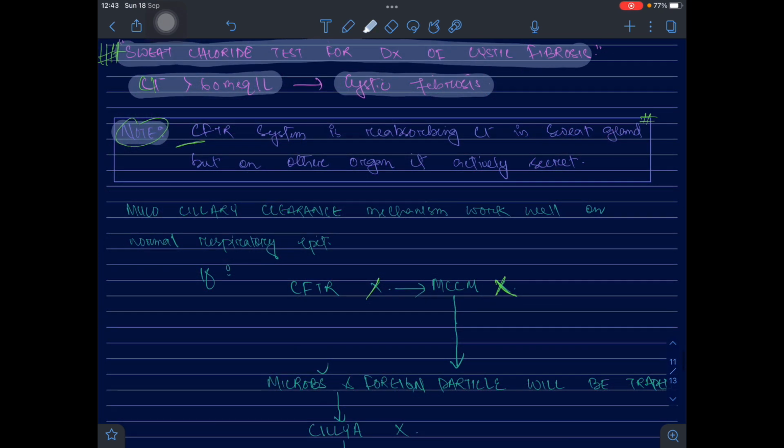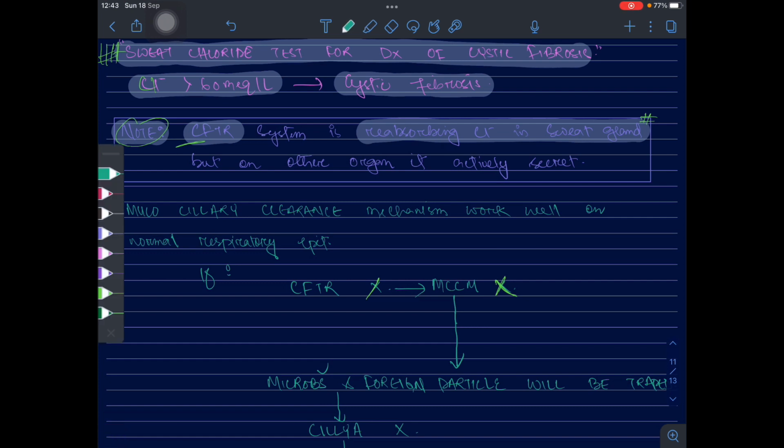So in note, what we should keep in mind is that the CFTR system is reabsorbing chloride in the sweat gland. In the sweat gland, chloride is reabsorbed, but in other organs it actively secretes, meaning the chloride will be given out, whereas in the sweat gland it will be reabsorbing, it will absorb.